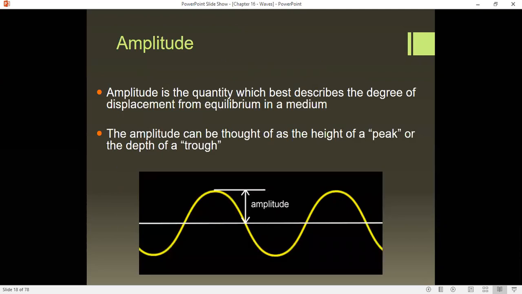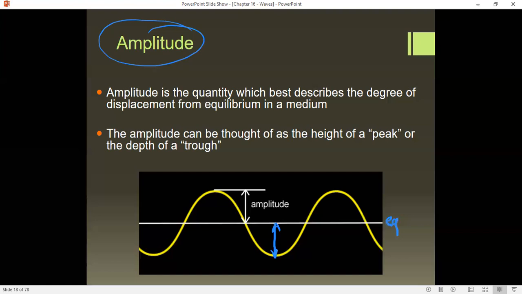Now, if we want to talk about the maximum amount of displacement from equilibrium, we call this amplitude, okay? Amplitude is either our maximum value or our minimum value. It's how tall the peaks are, how deep the valleys are. Remember, this center line, this white line, is equilibrium, okay? So amplitude is the maximum displacement from equilibrium if this is a physical wave.